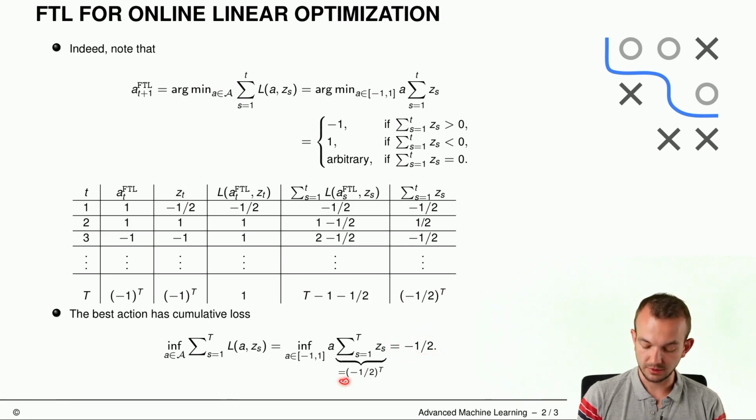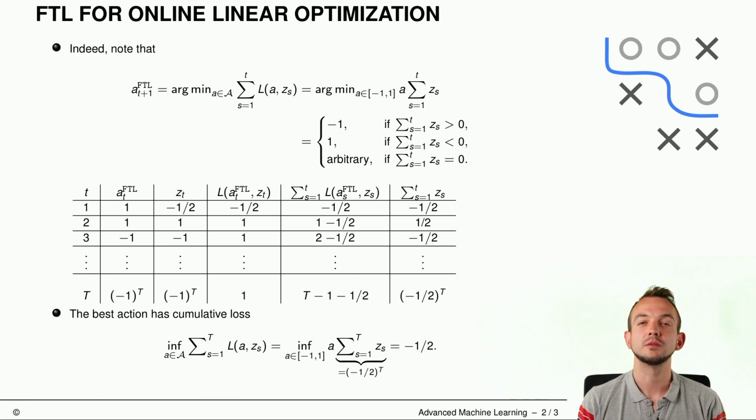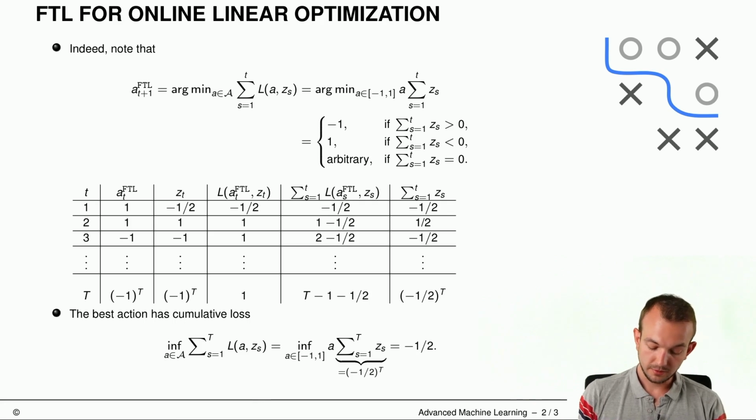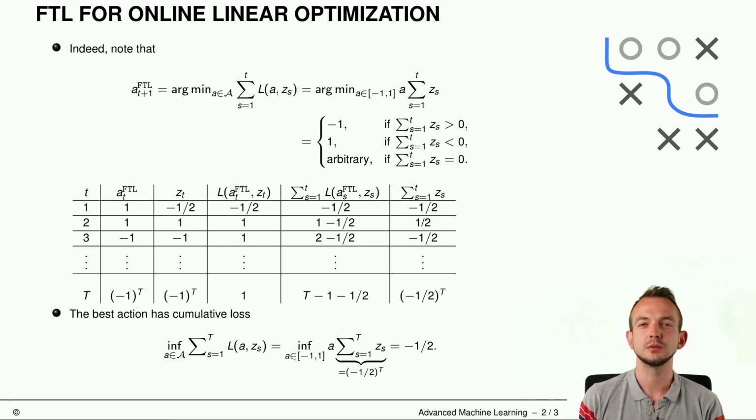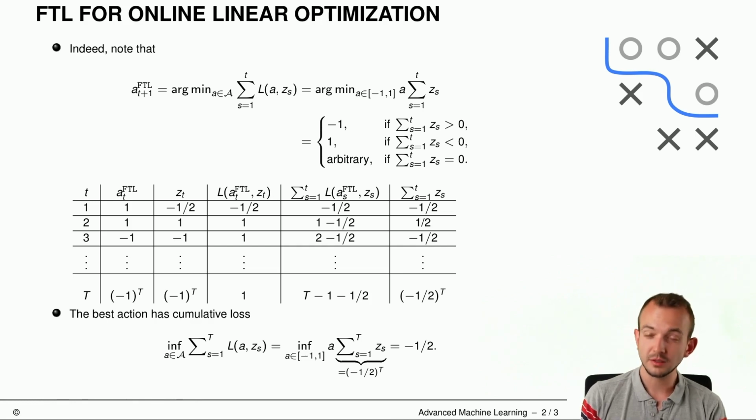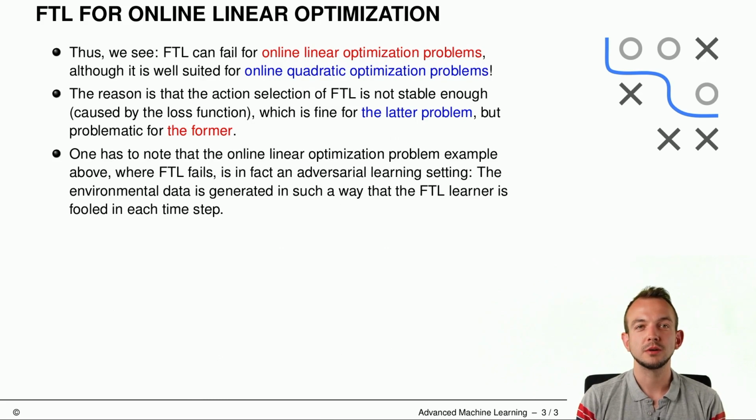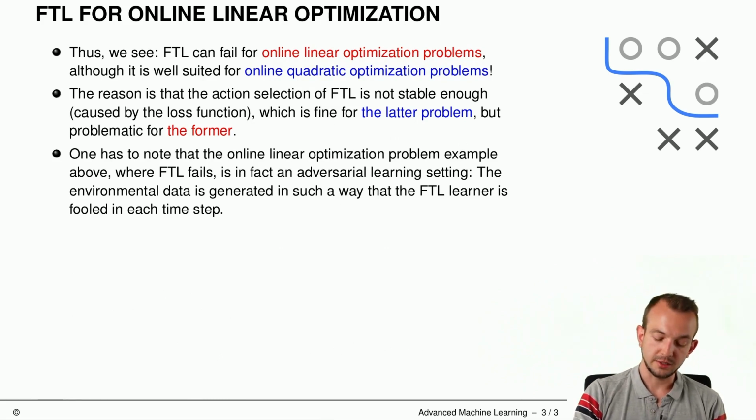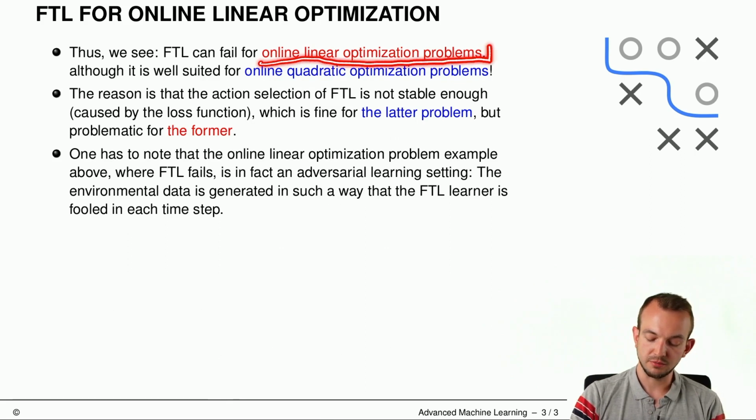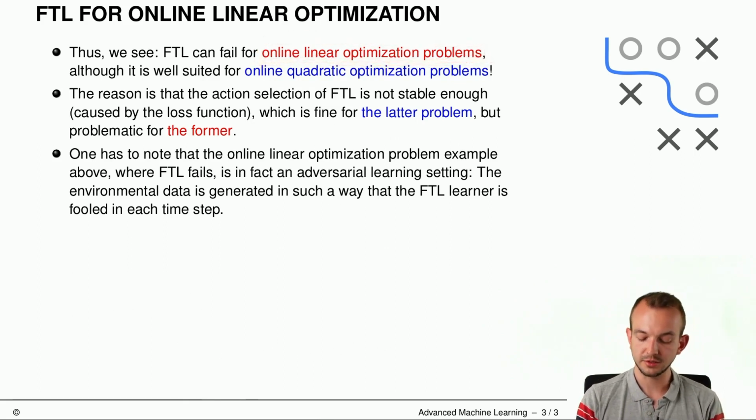So you will multiply here the -1/2 to the power of t with essentially the reversed sign. So the best action is having a cumulative loss of -1/2, as we saw before. So taking these two together, we see the regret will be growing linearly with the time horizon. So we see here the problem of the follow the leader algorithm, so that it can fail for these type of problems where we have a linear loss function which is giving rise to an online linear optimization problem.